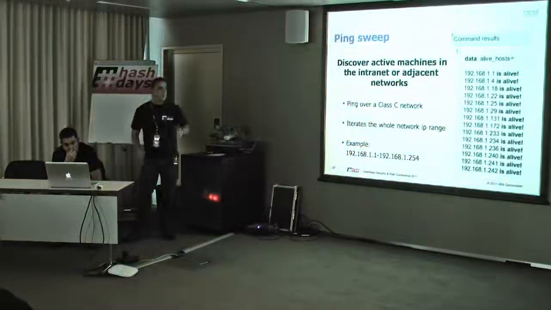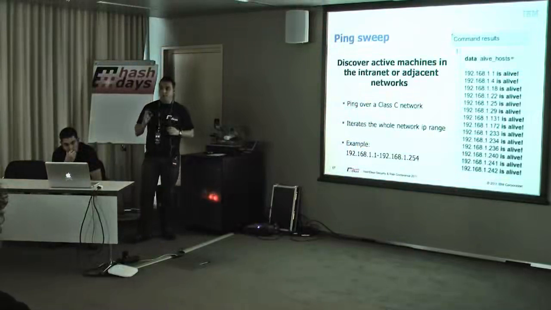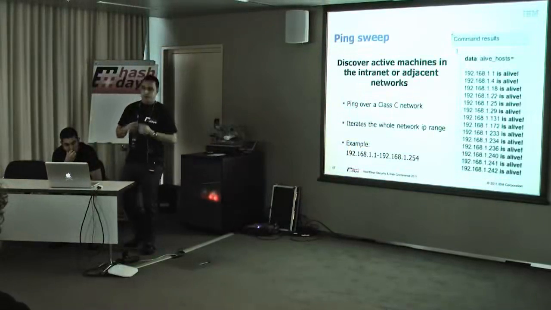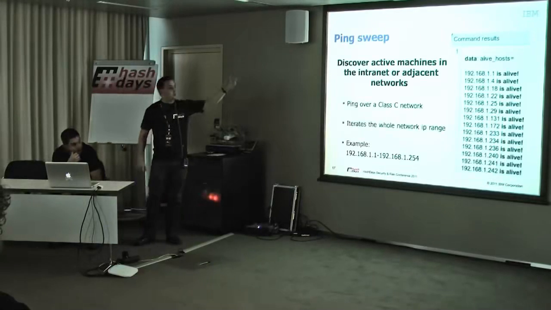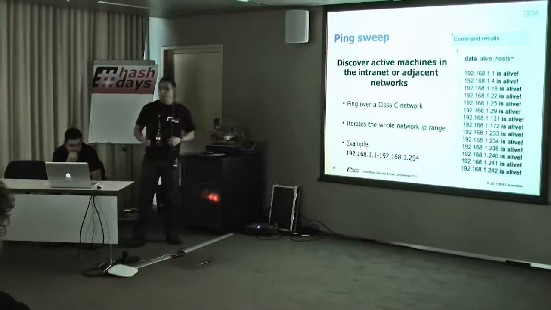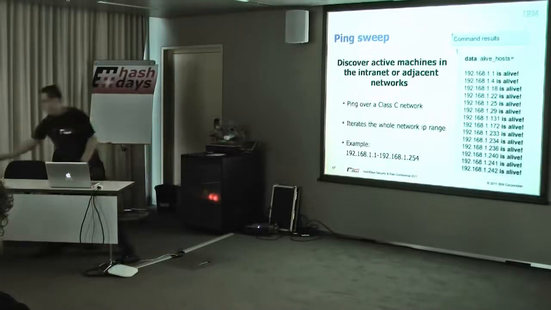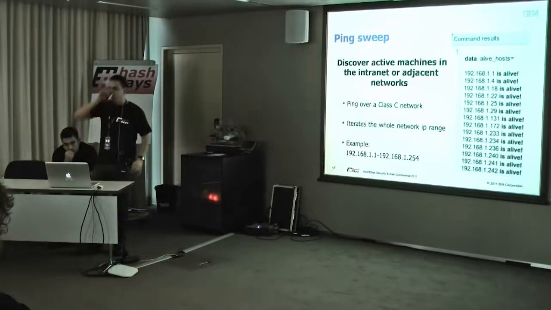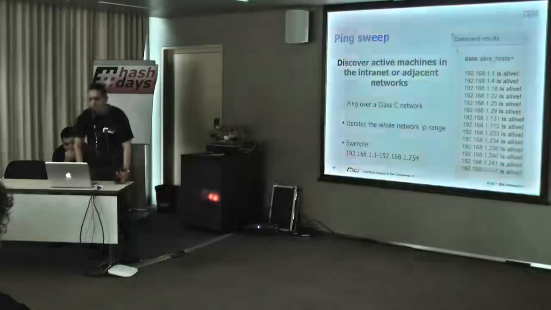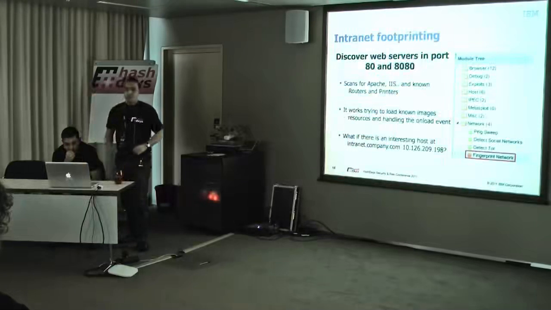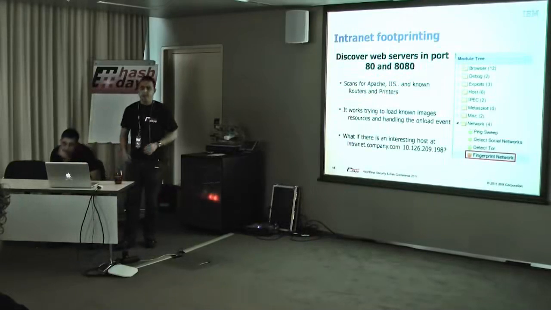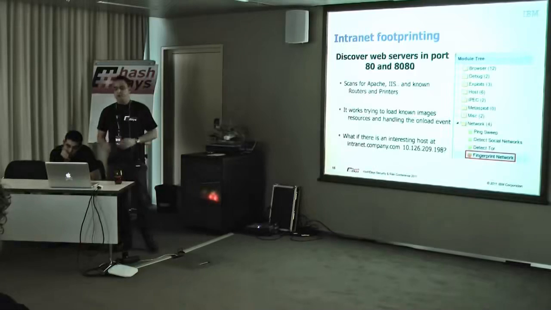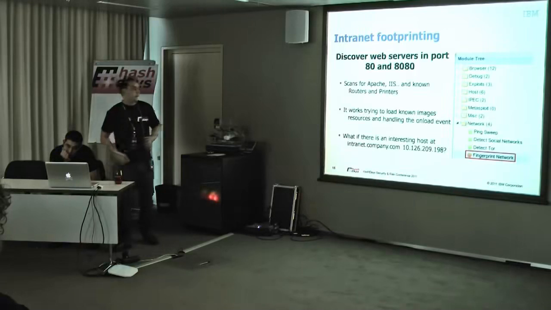Here we can see that we can not only specify a single machine, we can also give a range. So we can scan a whole class C network. In the image, we can see that the module returns all the active machines in the network. There is another module called intranet footprinting that tries to discover web servers on port 80 or 8080. That module scans for Apache, IIS, and known routers and printers.